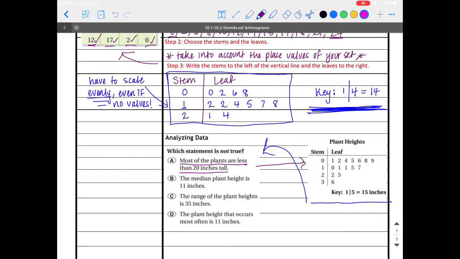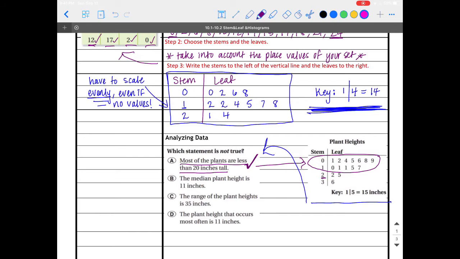So this says most of the plants are less than 20 inches tall. So let's take a look over here, and we see that, remember, this 2 would represent 20, and it's saying most are less than 20 inches tall, so most would be represented over here. That definitely looks true, because look how many values are in there. If we wanted to, we can count them up. 1, 2, 3, 4, 5, 6, 7, 8, 9, 10, 11, 12, and 12 out of 15 are less than 20. So I think that's definitely true. We're going to give that a check because that's true. Most of the plants are less than 20 inches tall.